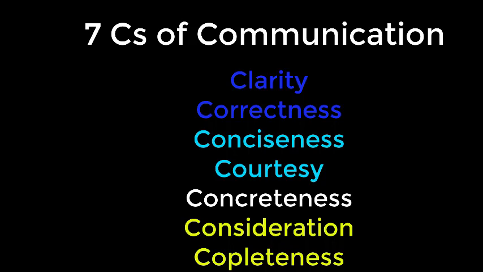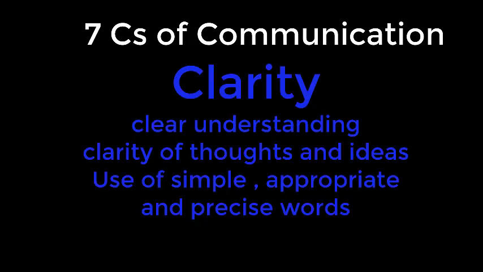First is clarity. Clarity means sending the message very clearly, in a simple and understandable way, so that it avoids ambiguity and confusion. This means a specific message is sent instead of many messages at a particular point of time. Clarity has many features. So what are those features? First one is clear understanding. This is the first feature of clarity.